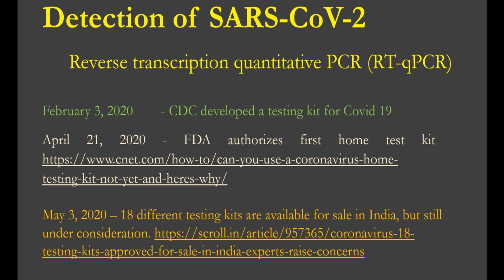The SARS-CoV-2 genome is available at the GenBank, thus the nucleic acid of SARS-CoV-2 can be detected by RT-qPCR or by viral gene sequencing of nasopharyngeal and oropharyngeal swabs, stool specimens, sputum specimens, and blood samples as well. On February 3, 2020, the CDC developed a testing kit for COVID-19, which was followed by the FDA, which authorized the first home-based test kit for detection of SARS-CoV-2.